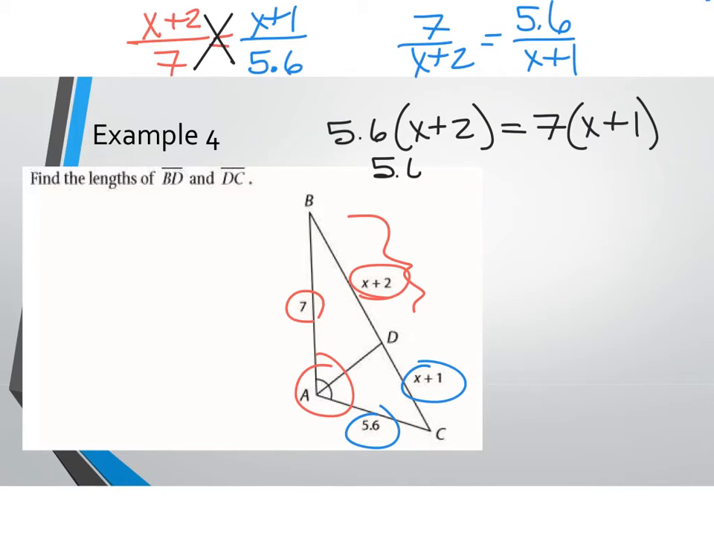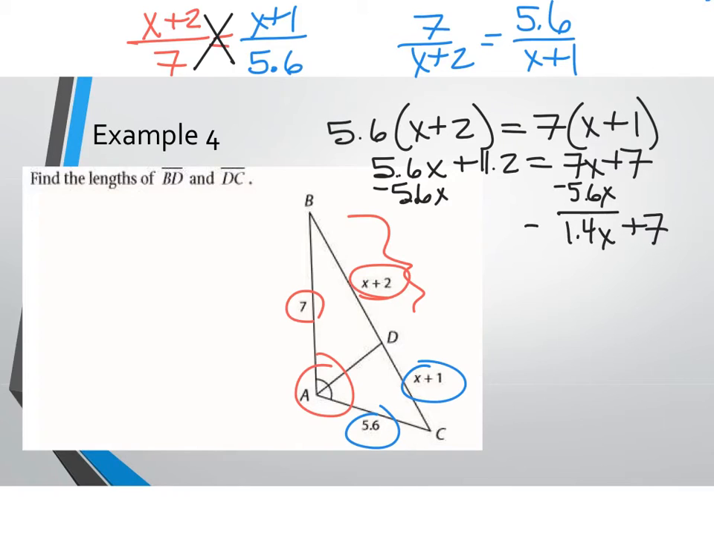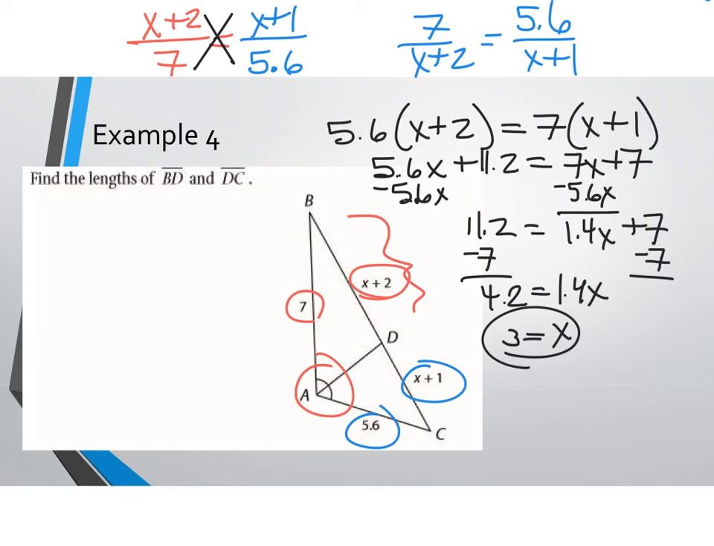This gives us 5.6x plus 11.2 equals 7x plus 7. I'm going to choose to move the 5.6x over to the right side by subtracting it. That leaves me with 1.4x plus 7 on the right-hand side and 11.2 on the left. Now if I move my x's to the right, I'll move my 7 to the left. That gives me the equation 4.2 equals 1.4x. Do your division. You should have x equals 3.